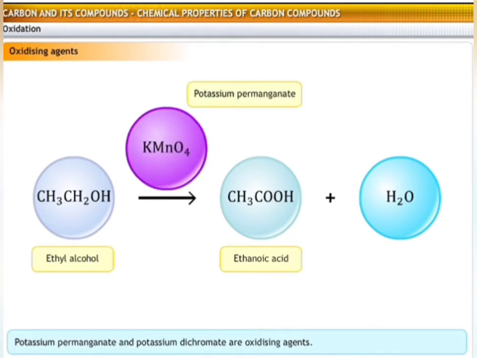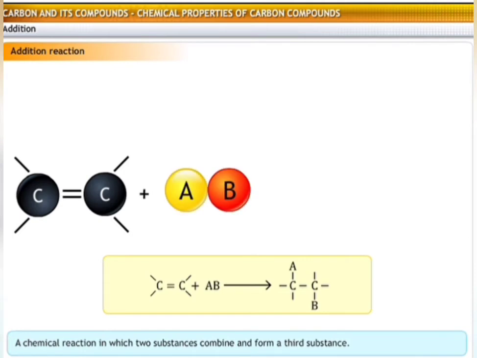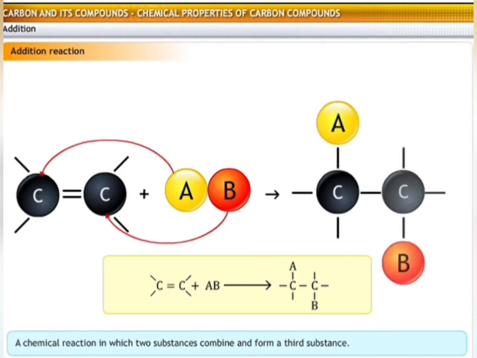Since potassium permanganate provides the oxygen in the reaction, it is an oxidizing agent. Another example of an oxidizing agent is potassium dichromate. Carbon compounds undergo a reaction known as addition. Addition reaction is one in which a molecule adds across a double bond or a triple bond.